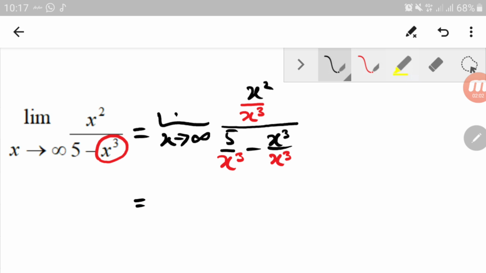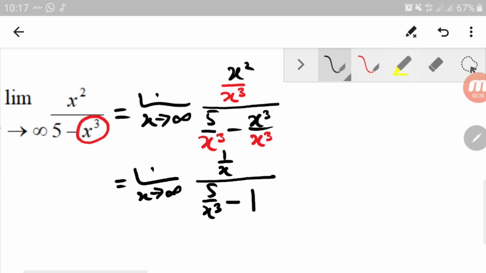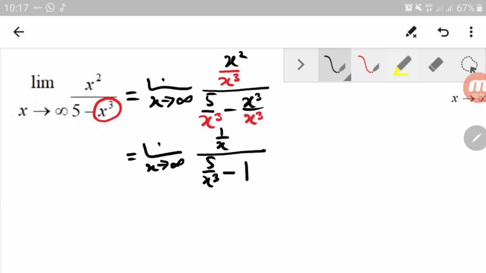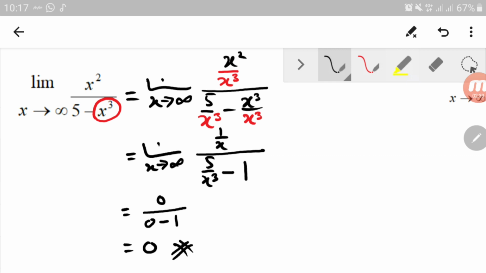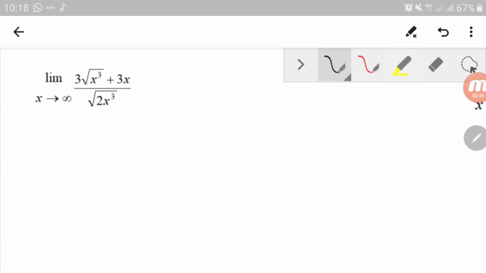And then we proceed with the limit as x approaches infinity, and this one is 1 over x, and this one is 5 over x cubed, and this one is 1 minus 1, and then we apply the infinity. Then 1 over infinity is 0, 5 over infinity is 0, minus 1, therefore the limit is 0. So let's continue to the second example.